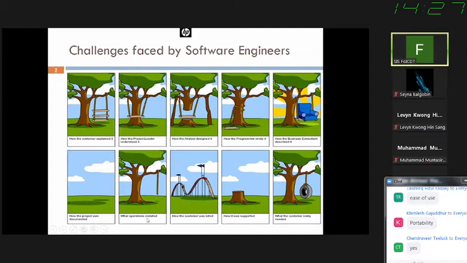What operations installed? Nothing installed. How the customer was billed? Perhaps here, not very consistently. Support. We've seen that once you develop a system, you need to deploy it and maintain the system at the client side. So we find that perhaps the team has not been providing any kind of support.